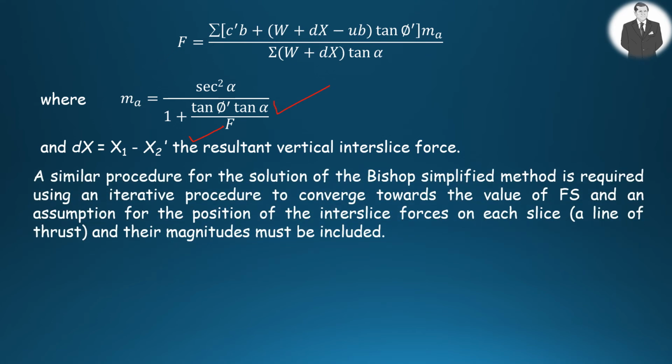A procedure similar to the Bishop simplified method is needed for the solution, using an iterative procedure to converge towards the value of the factor of safety, and an assumption for the position of the interslice forces on each slice and their magnitudes must be involved.